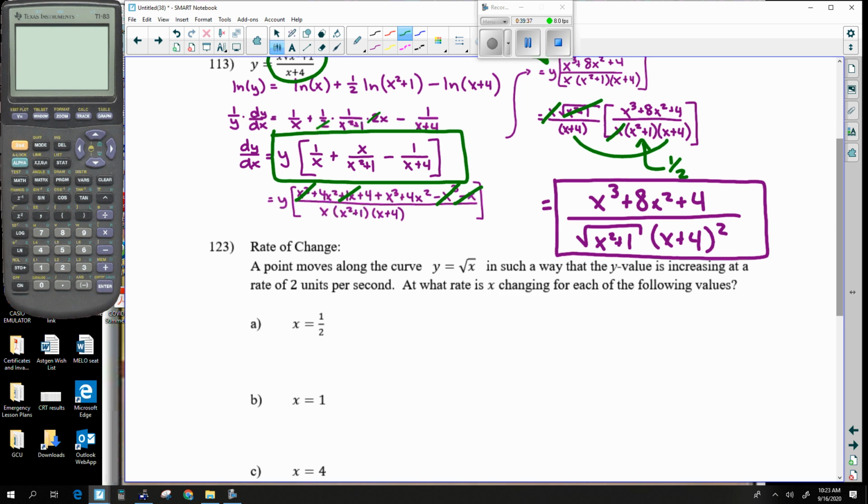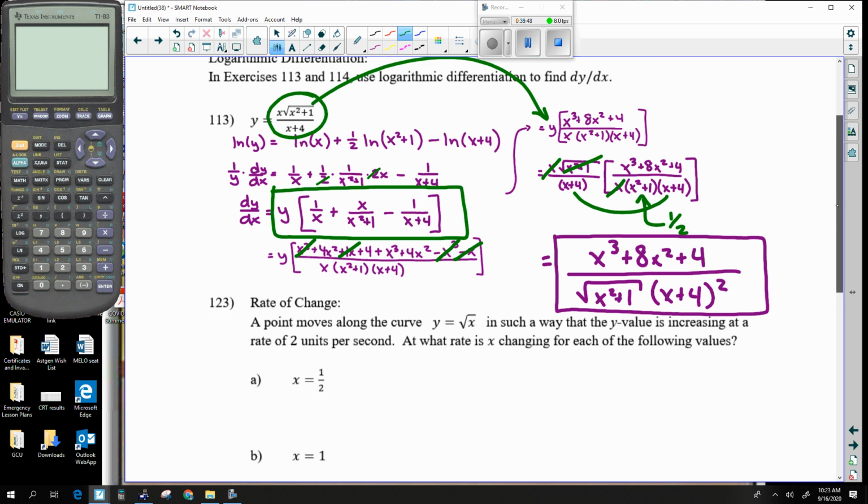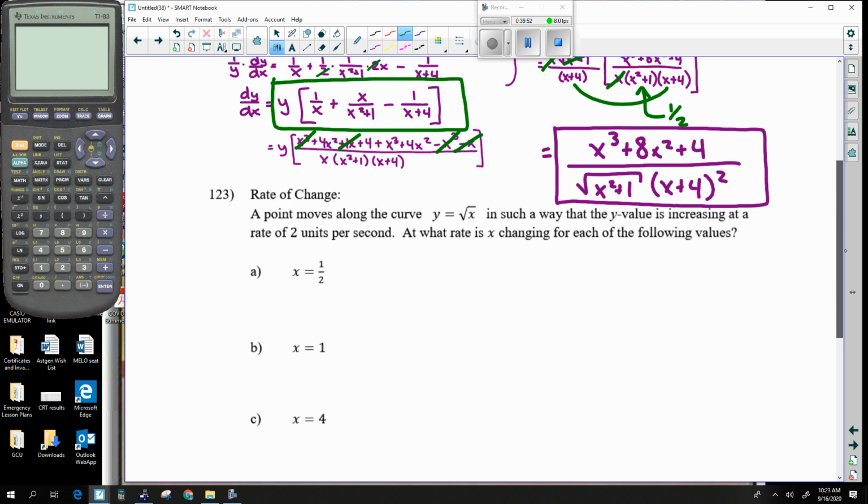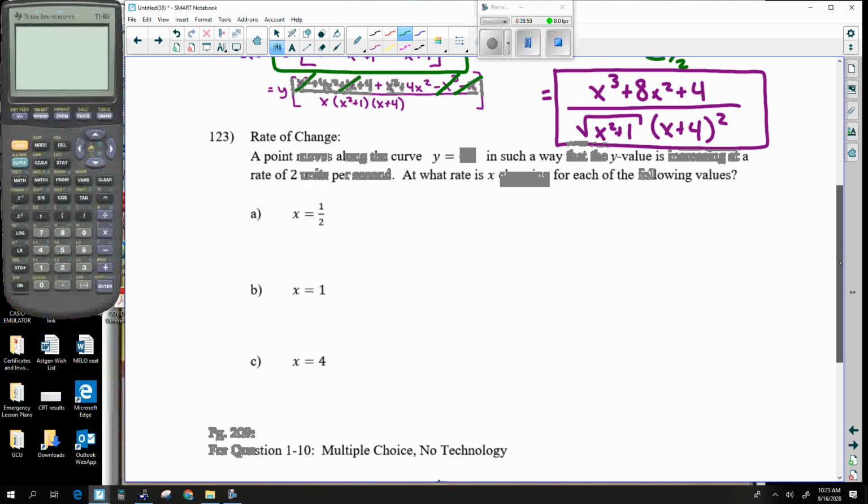Again, I have yet to see a logarithmic differentiation problem on the actual big test, so I'm not really sweating it. If you do, then it's probably a calculator problem, and you can just type that into your calculator taking the derivative. But I don't think there is a non-calculator question that depends upon logarithmic differentiation.